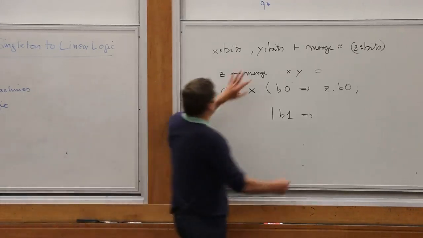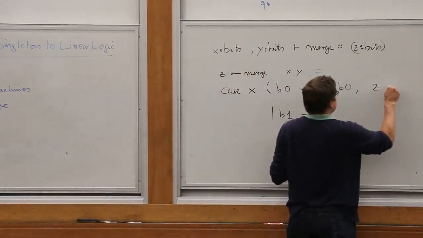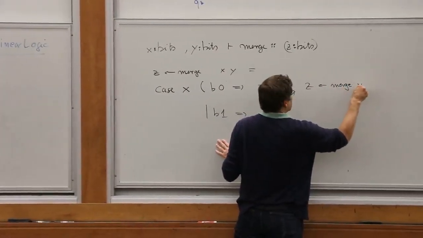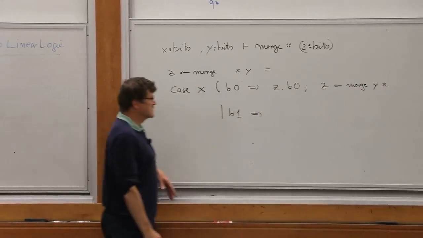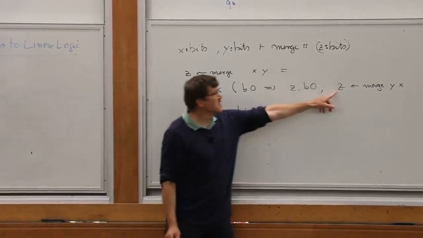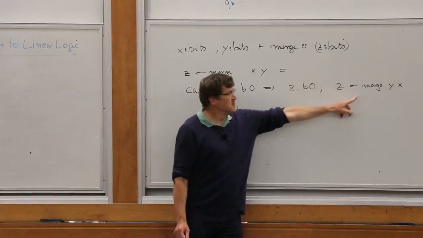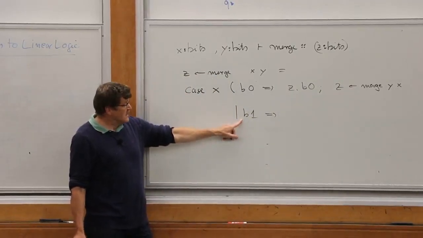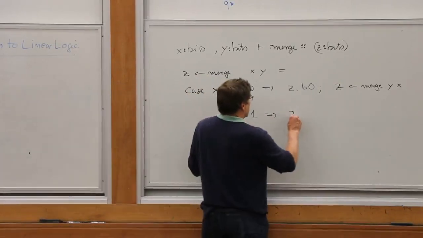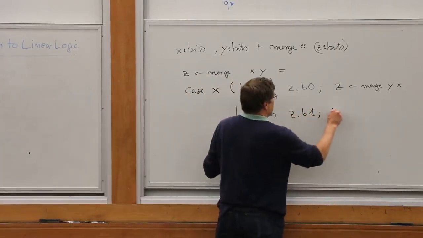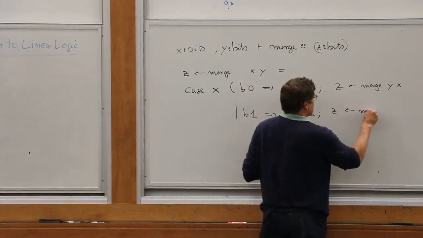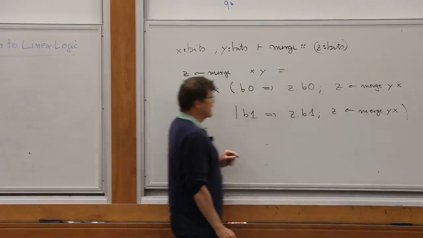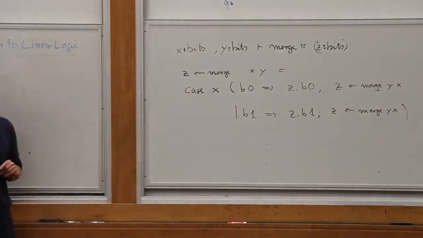Yeah, now we just flip the role of these, and now Z is implemented by merge of Y and X. Okay, we just flip those things. We're still implementing the same Z, so we're still talking along the same channel, but we give Y and X in the other order. If we see B1, we write B1, and then we flip the role of these two channels. Okay? Makes sense as a piece of code?